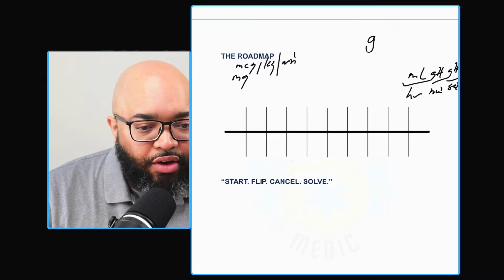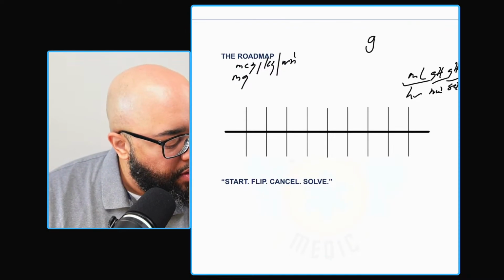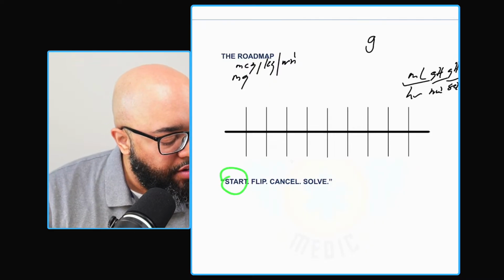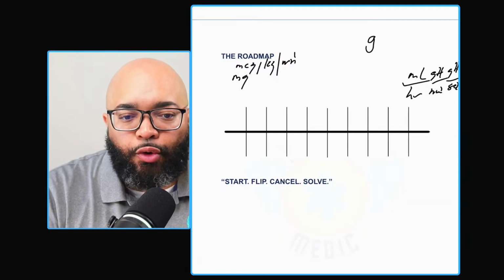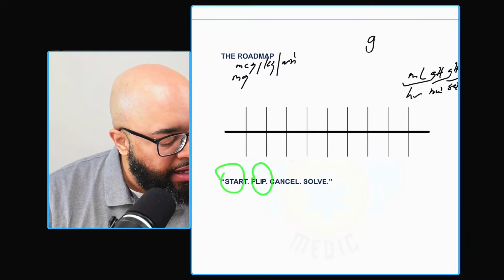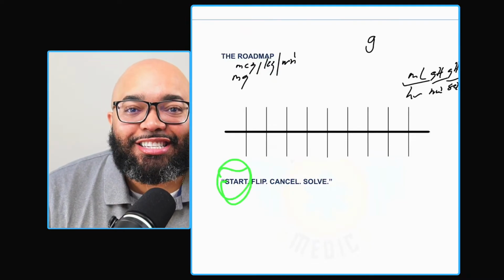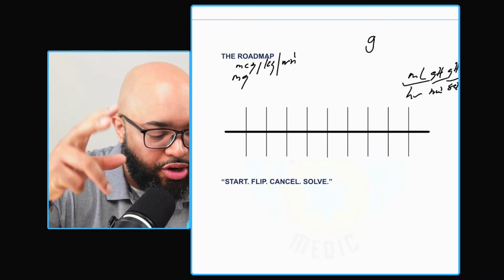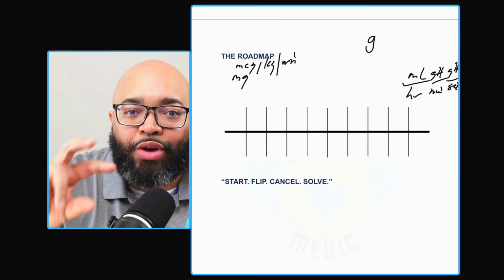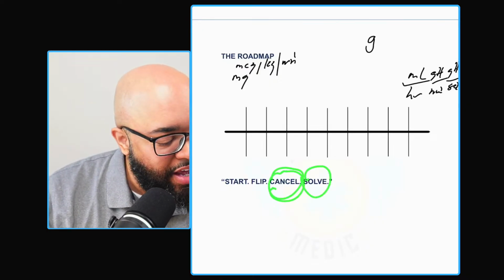So now there's another thing I want to introduce here. This concept of start, flip, cancel, solve. So just 4 simple words: start, flip, cancel, solve. So whatever we start with, sometimes you have to flip the relationship. I'll show you what I mean. The reason we're flipping things is so that things can cancel out and then we can solve the problem.